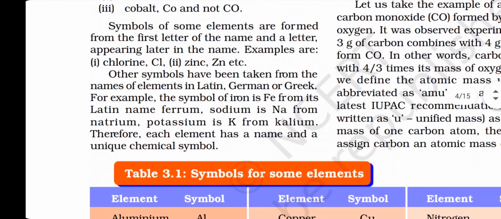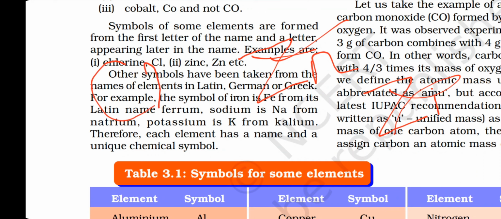Therefore, each element has a name and a unique chemical symbol. Some elements have symbols that are not from the first and second letter. It can be from the first letter and a letter in the latter part. Zinc is not represented by Zi, it is represented by Zn. This is the correct way and that is the wrong way. So you have to remember all this. Similarly, chlorine is represented by Cl, not by Ch, which is the first and second letter. This is the correct way and that is the wrong way.